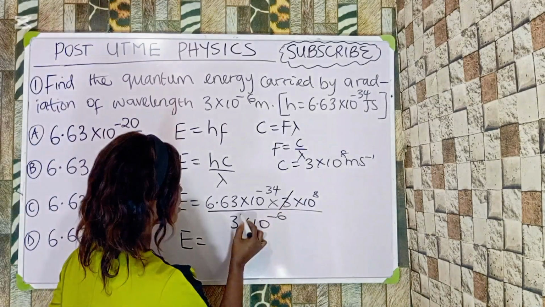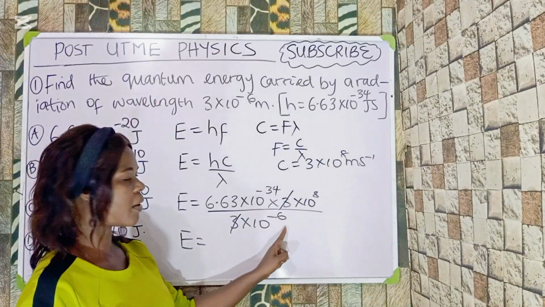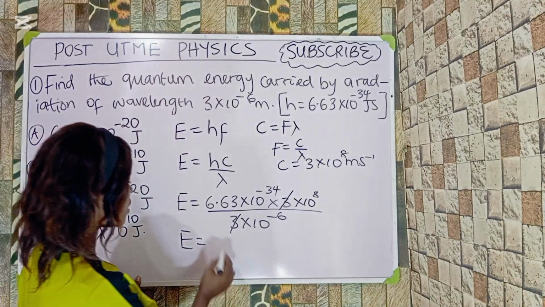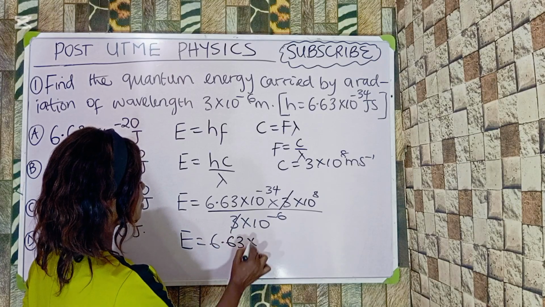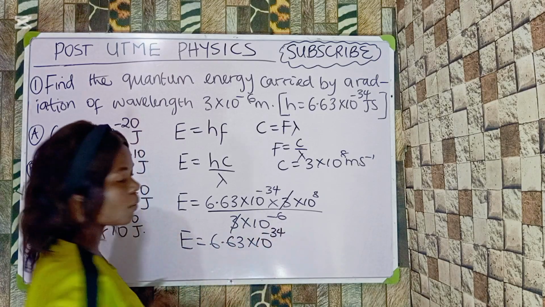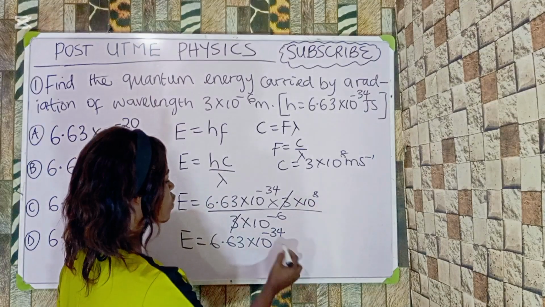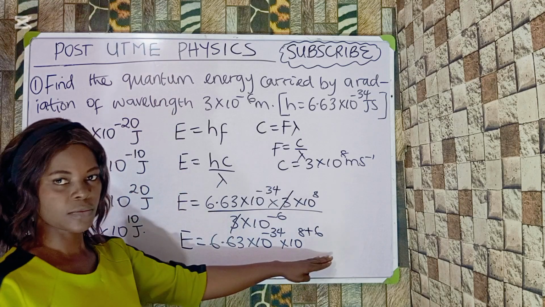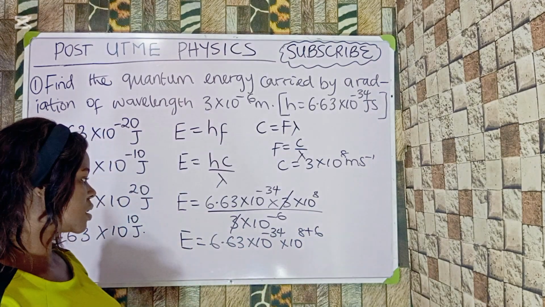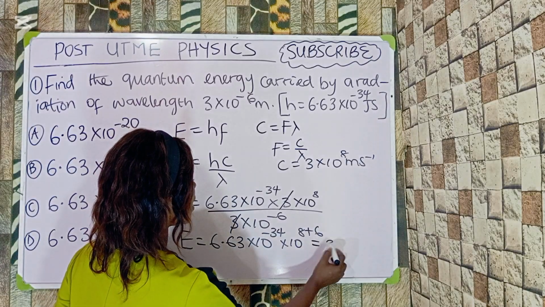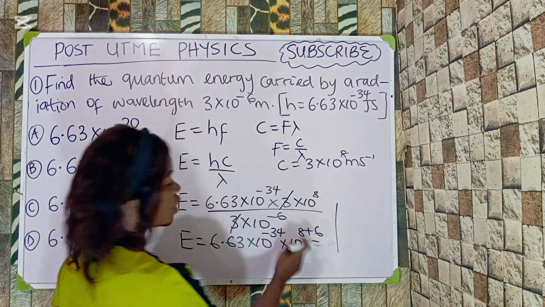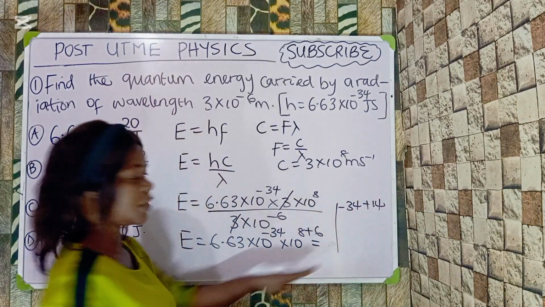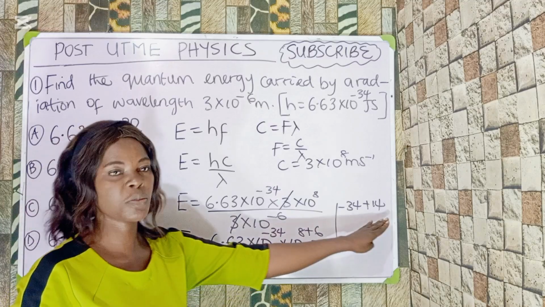Automatically this 3 cancels 3. Is that clear? Now look at this power of minus 6. It can come up and change to plus. If that is done, it's going to give us 6.63 times 10 to the power of minus 34, right? Now, since this is coming up, it's going to be times 10 to the power of 8, then plus 6. Do you get it now? That gives us what? Let me work on the powers alone. I'm going to have minus 34 plus 14, because 8 plus 6 is going to give me 14.